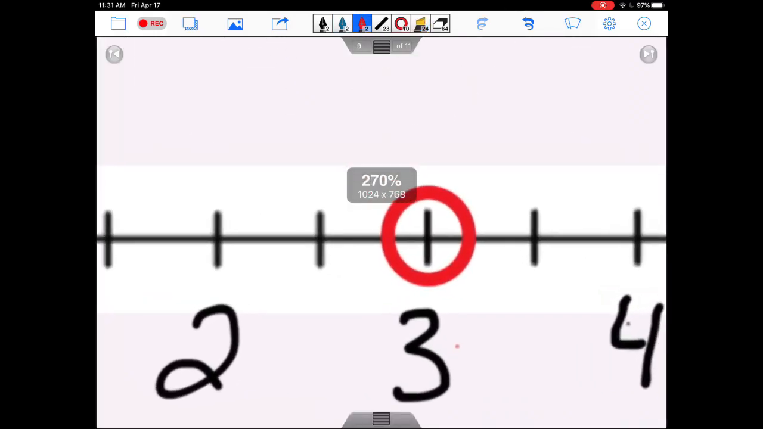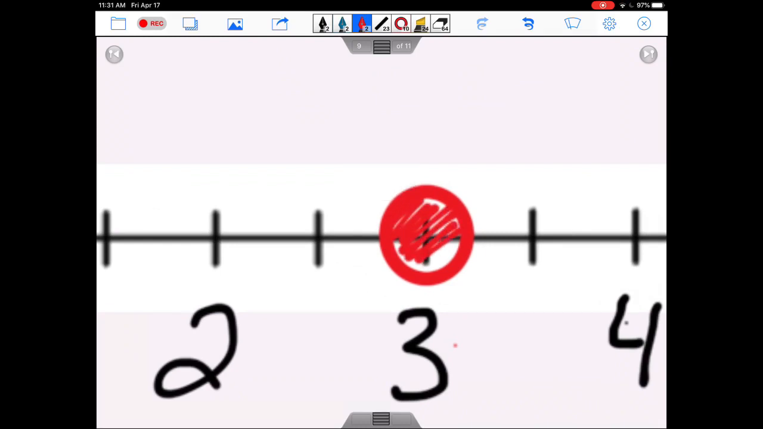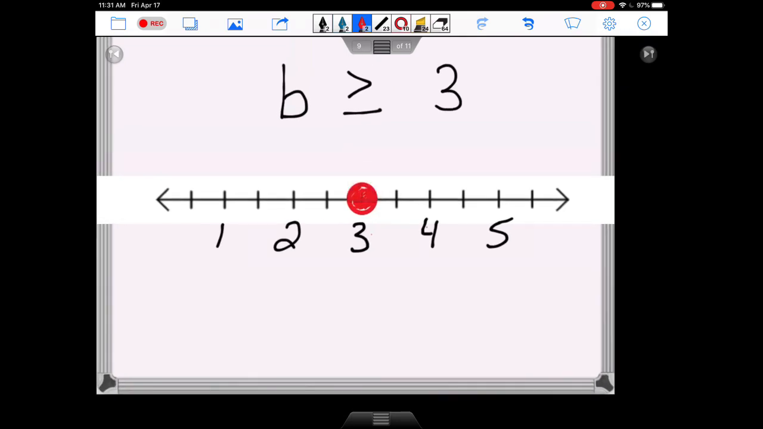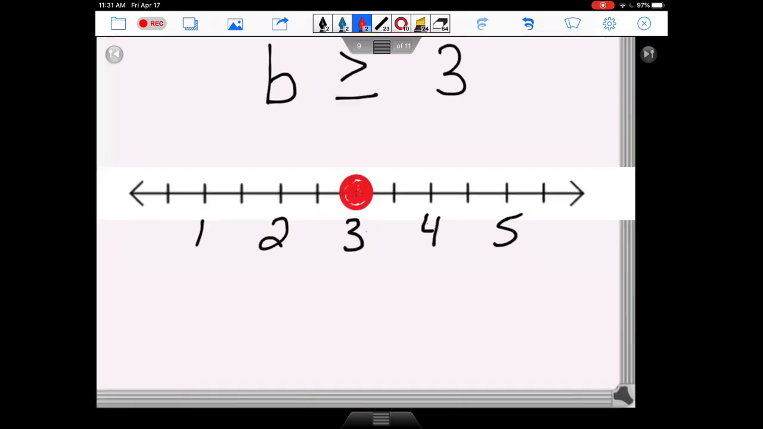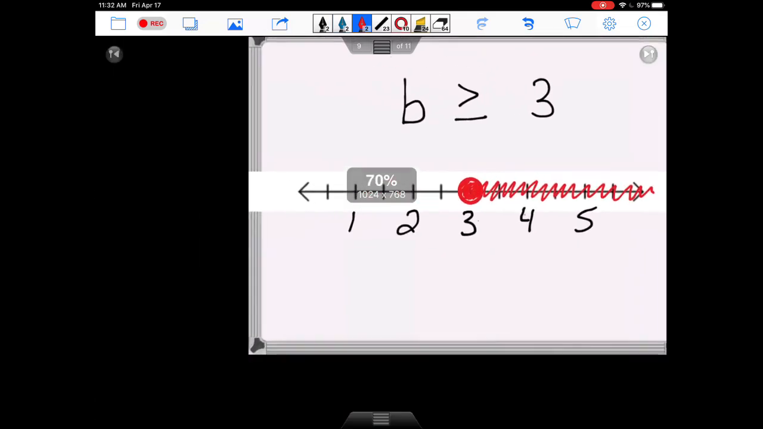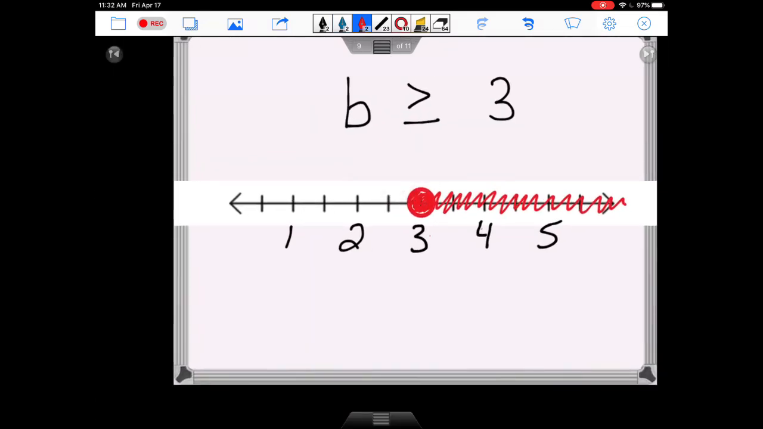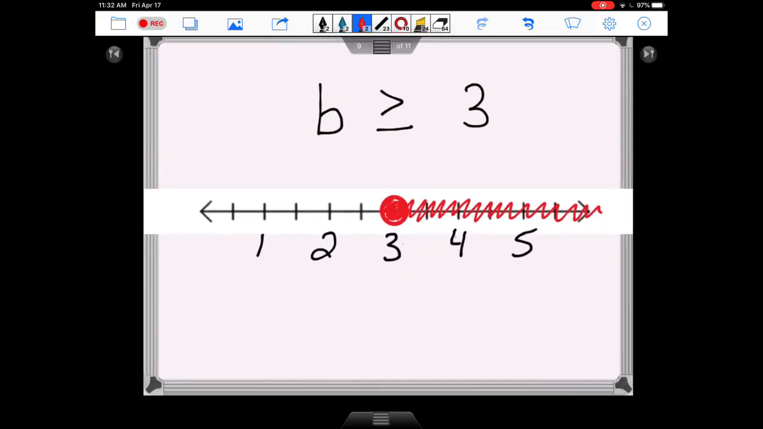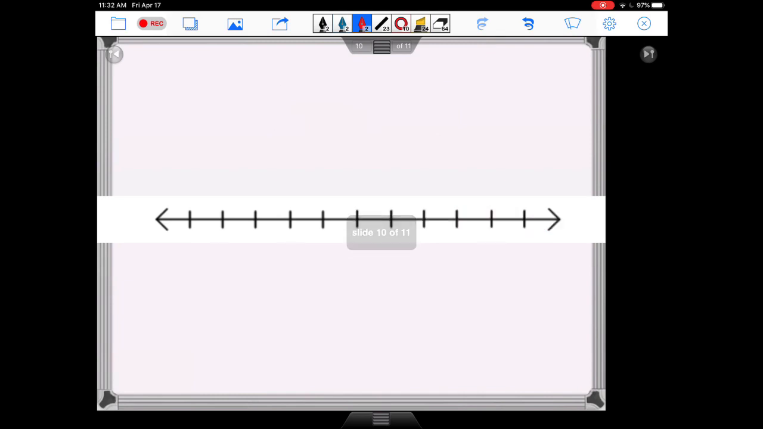So now we're going to shade in our circle. Okay. And then it said b is greater than or equal to 3. So again, we need to shade in the side of our number line that is bigger than 3. Greater than 3. So the 4, the 5, 6, 7, so on and so forth. Okay? That's it. Open circles, closed circles. Which direction do we need to shade in?